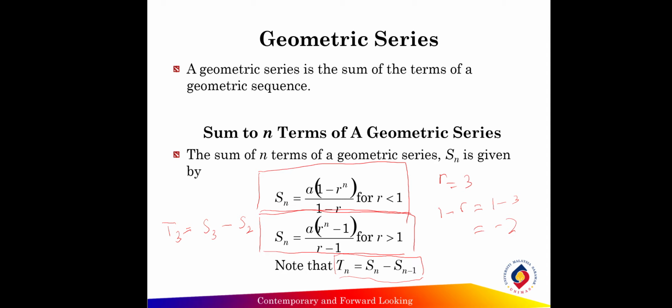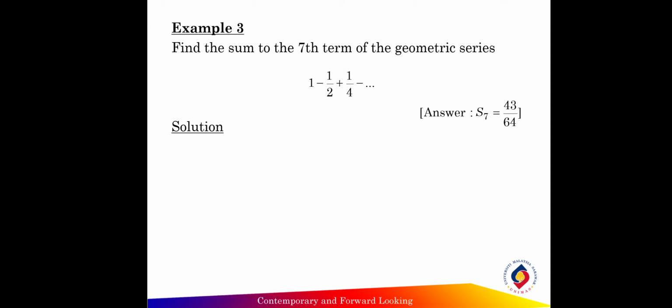So let's go to example 3. Find the sum to the seventh term of the geometric series. First of all, we need to get the first term from the series, which is 1. The common ratio of this series is negative 1 over 2.